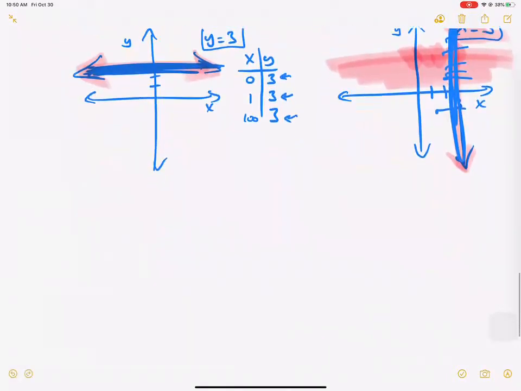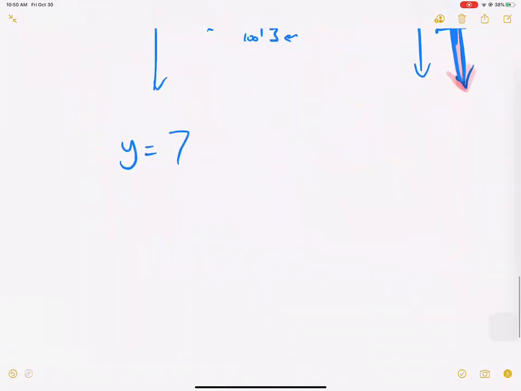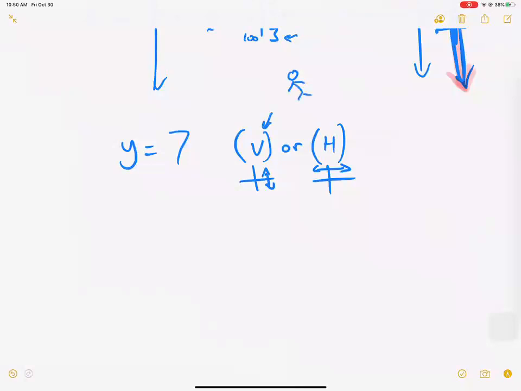Let's do this one more time. If I ask you a graph y is equal to 7, is this a vertical or horizontal graph? I want you guys to think about this. Y is 7. Would that be a vertical graph or horizontal? And vertical graphs look like they're going up and down, right? Horizontal graphs look like they're going left to right. One thing to remember: if you fall vertically, you are falling, right? Vertically.